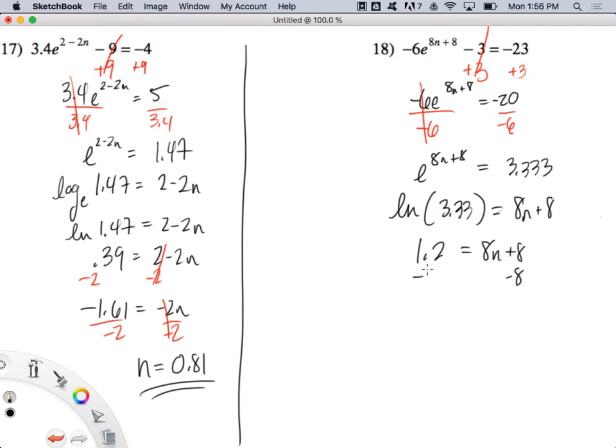Subtract 8 from both sides. I get negative 6.8 equals 8n. Then divide by 8. Got the answer. Doing 20 divided by 6. Divide.